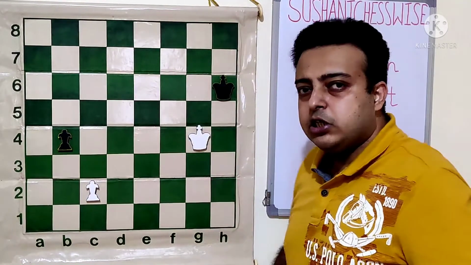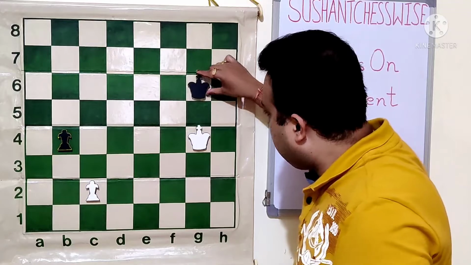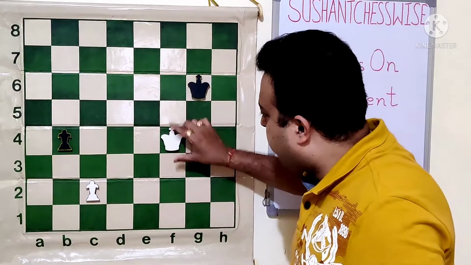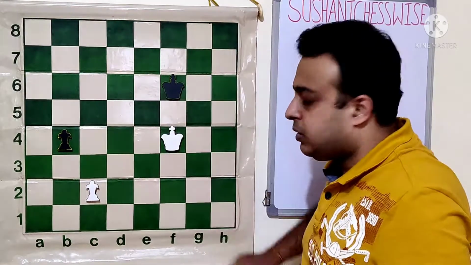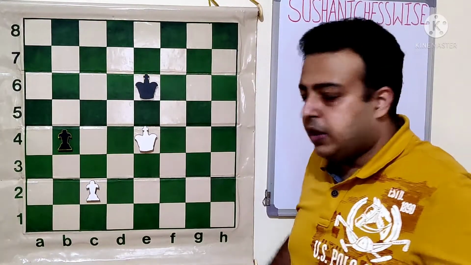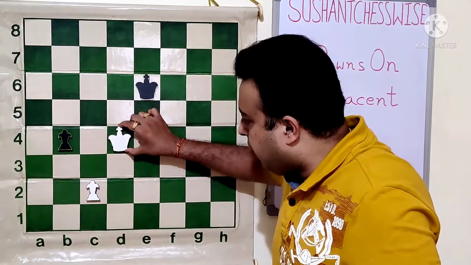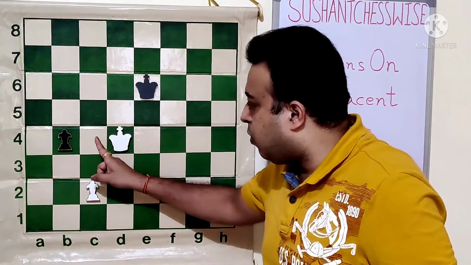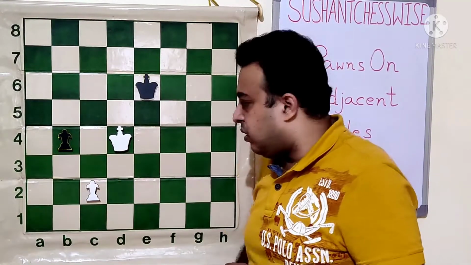So if kg4 is played, then black can go kg6, king f4, kf6, ke4, ke6, everything good till now, kd4, and it looks like white will go kc4 and kb4 and win the pawn, and he will win the game very easily.